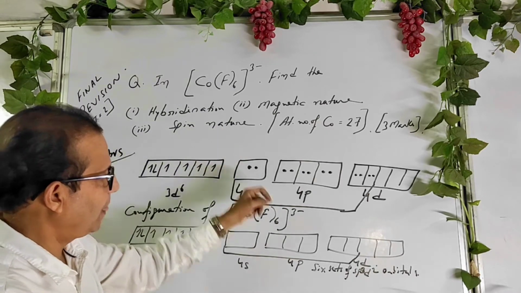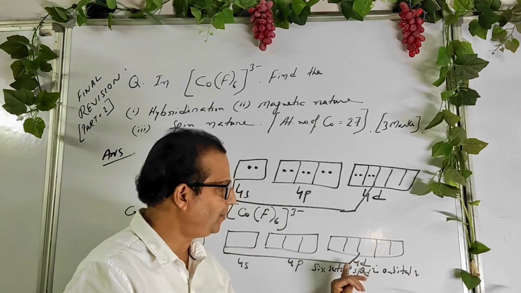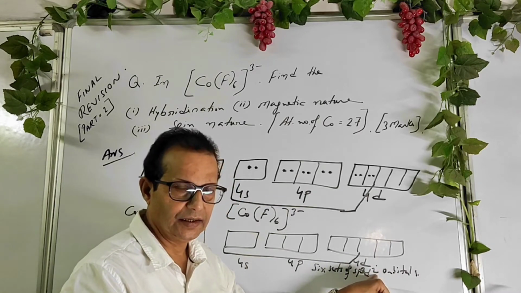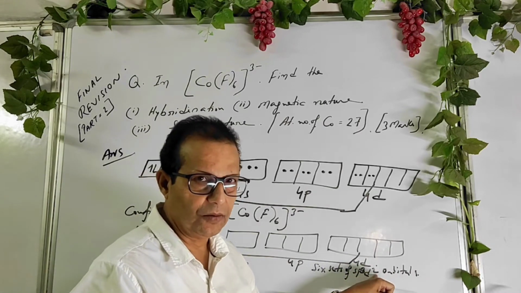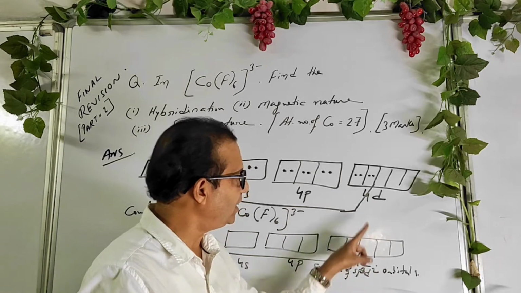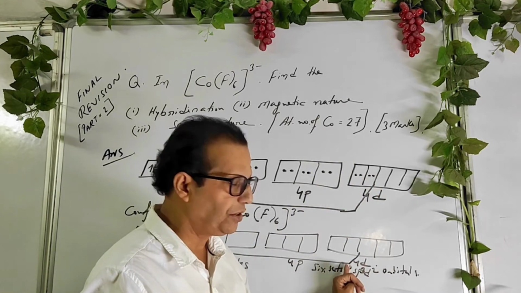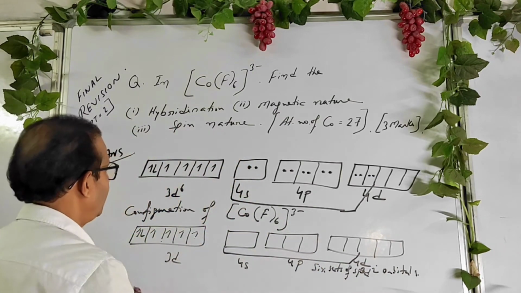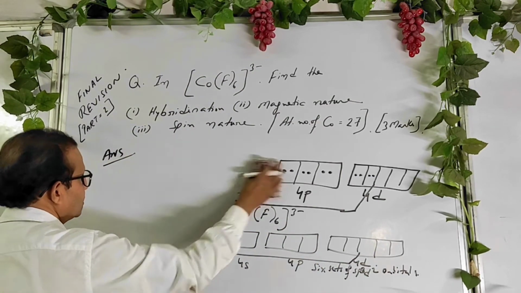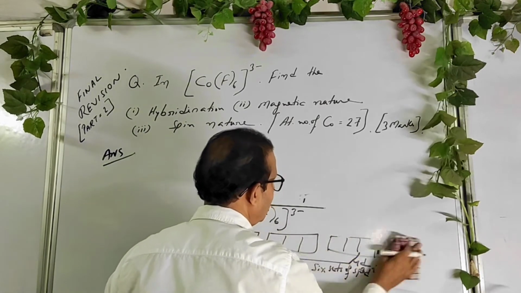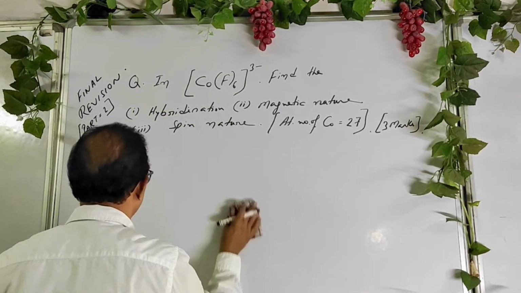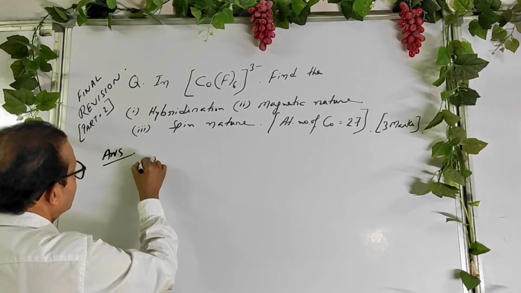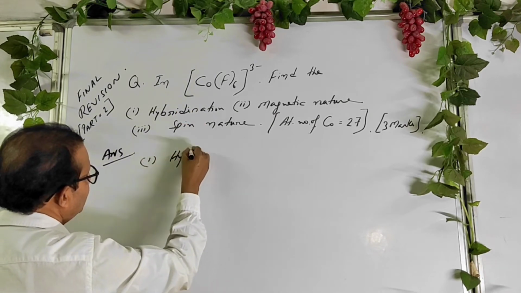Spin nature: if the d orbital is at the end, then it is a high spin complex. If the d orbital is before sp3, that is low spin. So it is a high spin complex. Now I will erase it. So listen, this is the final answer. Which hybridization takes place here?